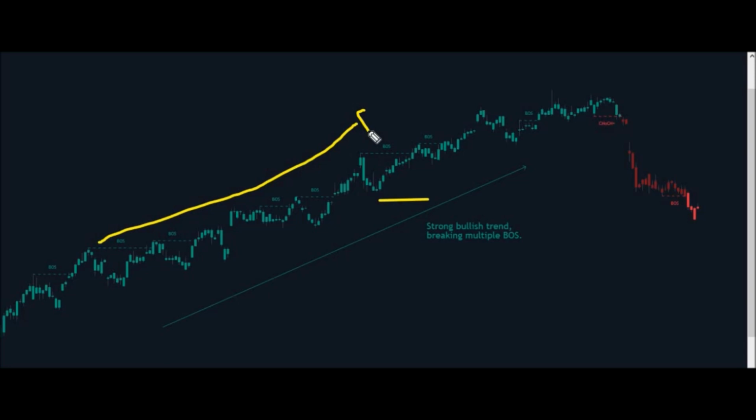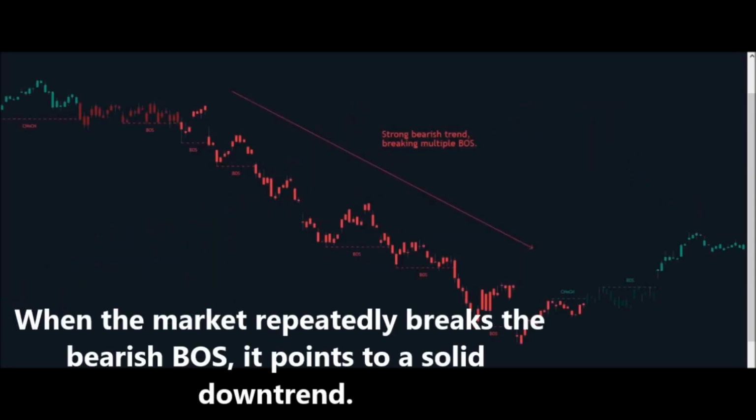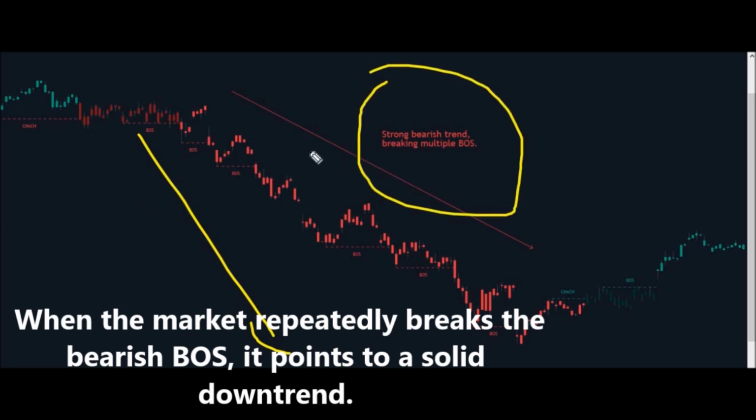And so guys, on the other side, when the market repeatedly breaks the bearish break of structure, it points to a solid downtrend. In simpler terms, the market keeps falling below recent lows, showing sellers are in control. And so guys, when you see bearish break of structure broken below, it shows you a strong bearish trend because it is breaking multiple bearish breaks of structure. That's what you're supposed to know.